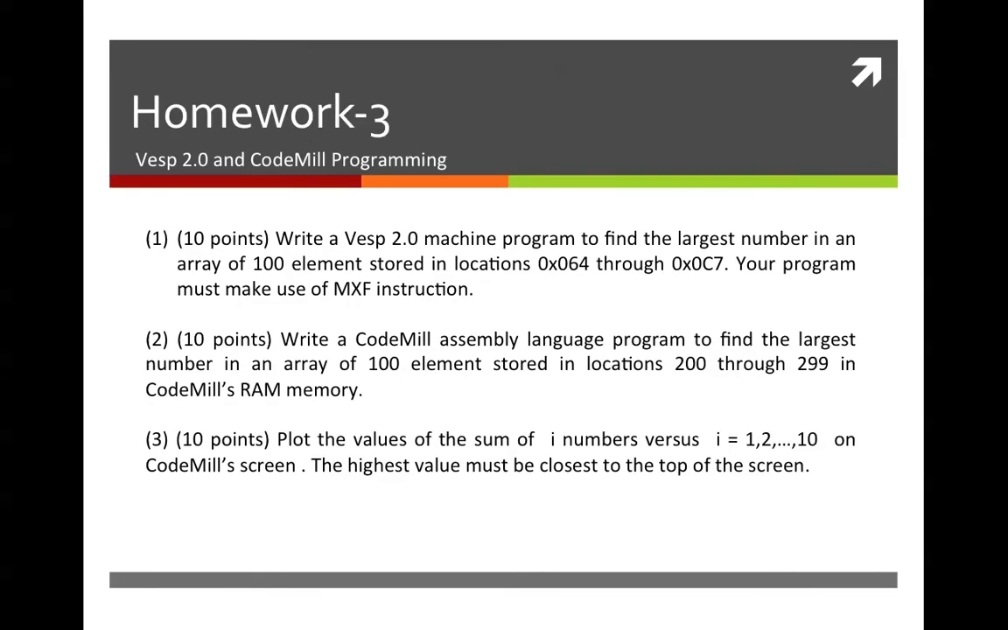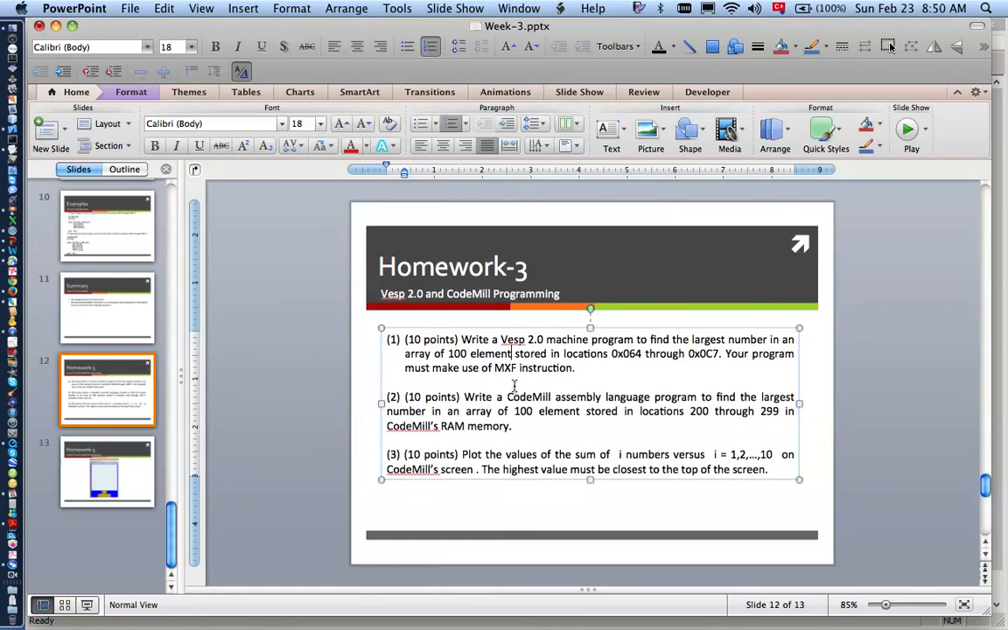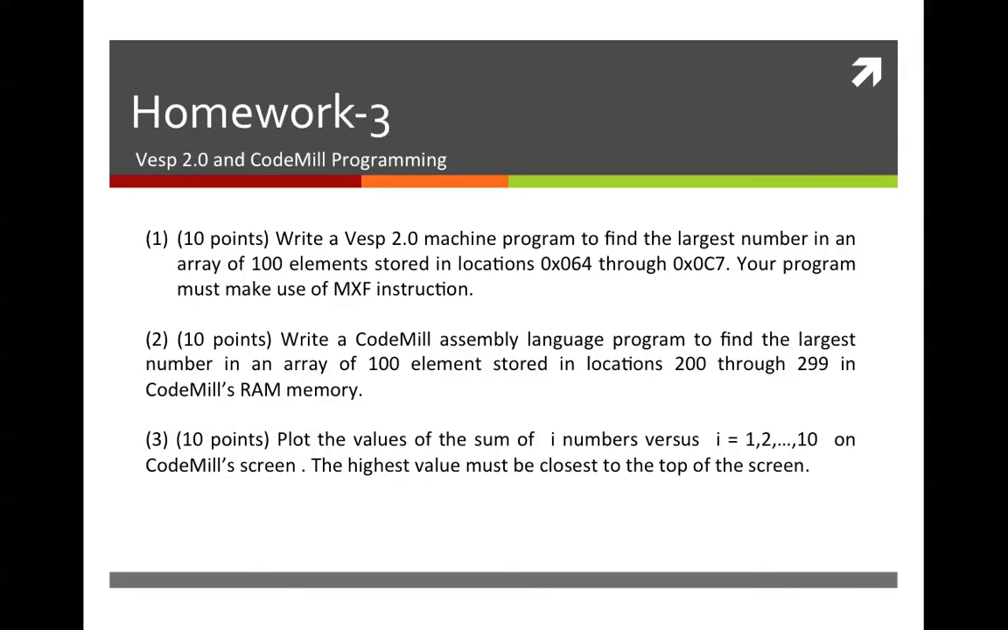So here's homework number 3. Write a Vesp 2.0 machine program to find the largest number in an array of 100 elements stored in locations 0, 64 hexadecimal to 0, C7. Your program must make use of the MXF instruction to index to an array of locations, which happens to be this array here. And so you just have to make use of the MXF instruction to really avoid using self-modifying code.